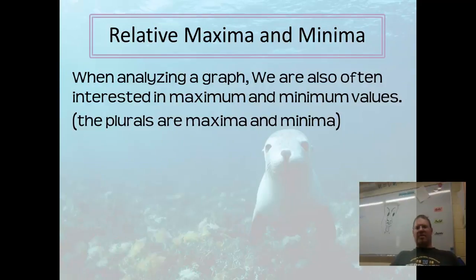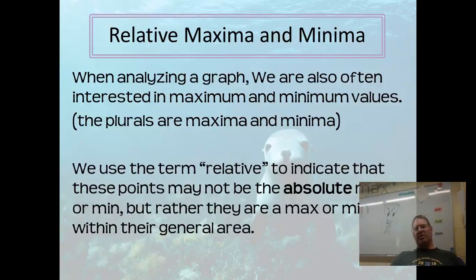Maxima and minima are just the plurals of maximum and minimum. And we also use the term relative. It has nothing to do with brothers, sisters, and anything like that. It indicates that on a graph you may have an absolute maximum position, but you also might have some relative maximum positions. Little peaks on your graph that aren't the highest of everything, but in their particular general area happen to be a peak. And you'll understand that a lot better as we look at the graph on the next slide.